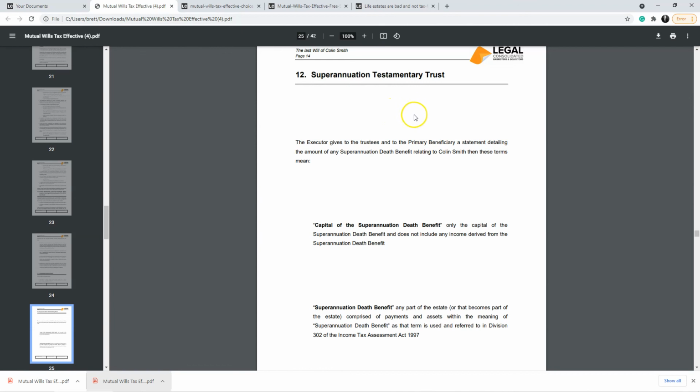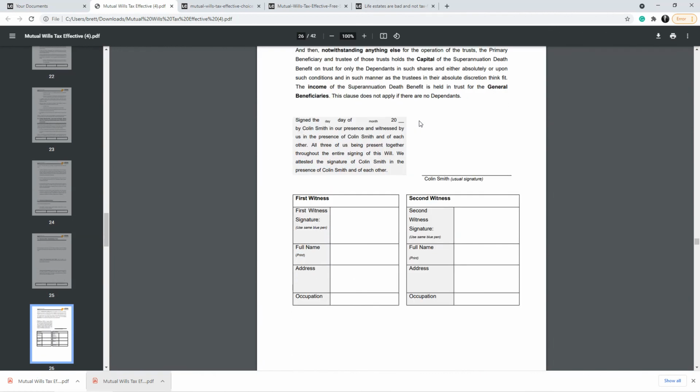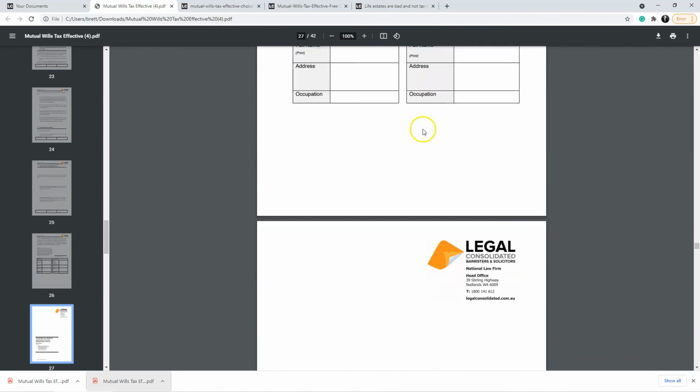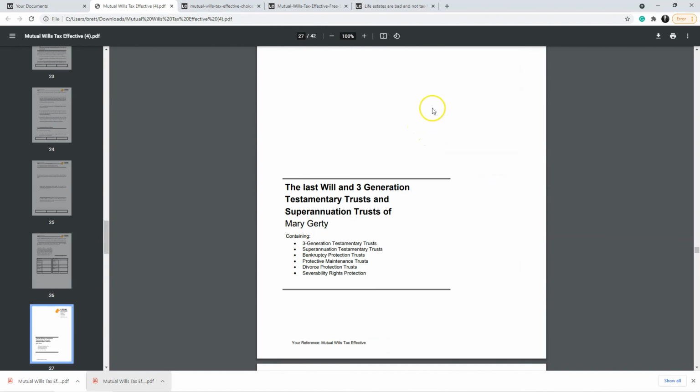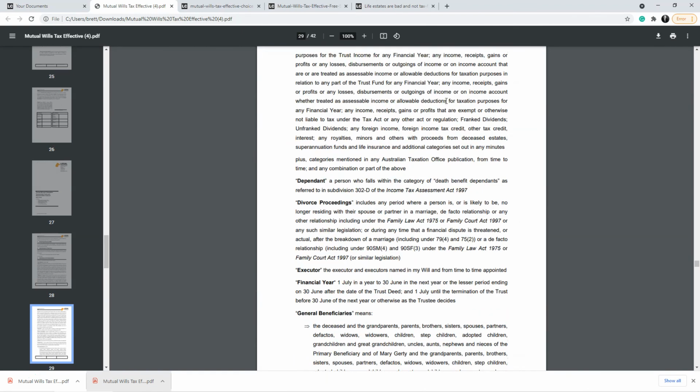Clause 12, in this particular will, the numbers are different. It deals with the superannuation testamentary trust in order to wash out the 32% or 15% on your super. There's a signing clause. So you sign it at the bottom of each page, and the 2 witnesses sign in the same blue pen. And there's the wife's will, or the spouse's will, which is a mirror image. The mutual wills, a mirror image of each other. So you can see she's doing exactly the same thing.